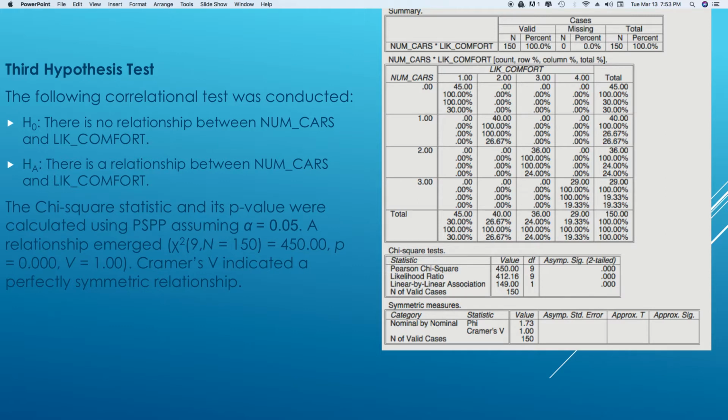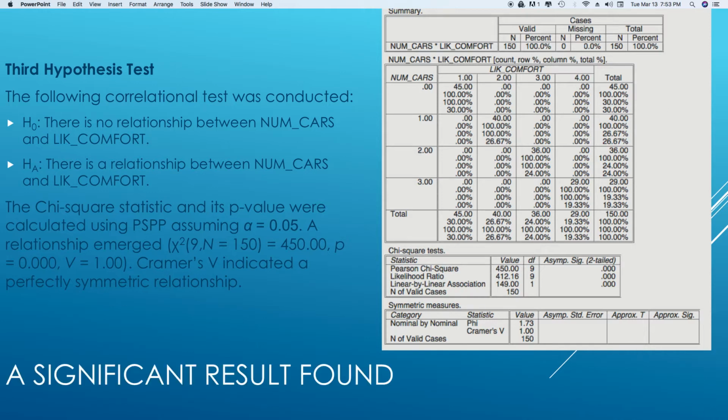the chi-square statistic and its p-value were calculated using PSPP, assuming alpha equals 0.05. A relationship emerged, chi-squared with degrees of freedom 9 and the number of cases 150 equals a chi-square value of 450, a p-value of 0.000, and the Cramer's V value is 1. So in this case, Cramer's V indicates a perfectly symmetric relationship. So a significant result is found.